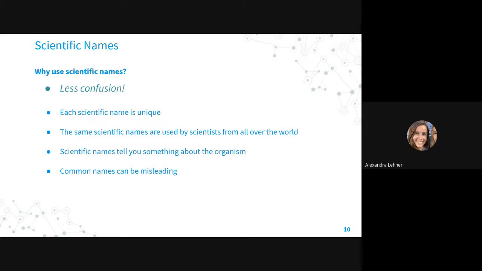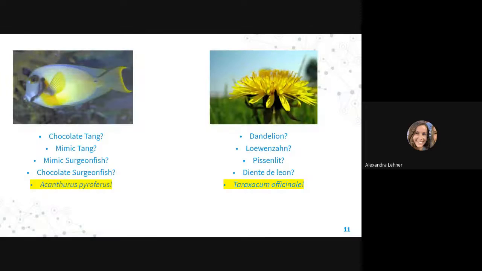So why should we use scientific names? Well, there's less confusion. Each scientific name is unique to the specific organism. The same scientific names are used by scientists all over the world, and the scientific name tells us something about the organism. Common names can be misleading because just like here in America, we might call an organism one name, but in another country, they call it a different name. So if we use scientific names, everybody is on the same page about which organism we are speaking of.